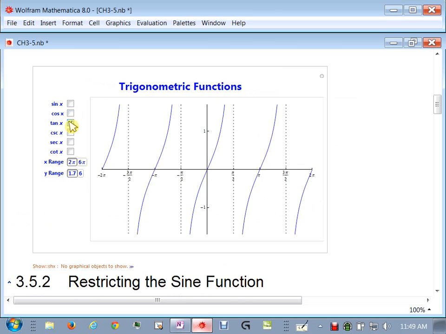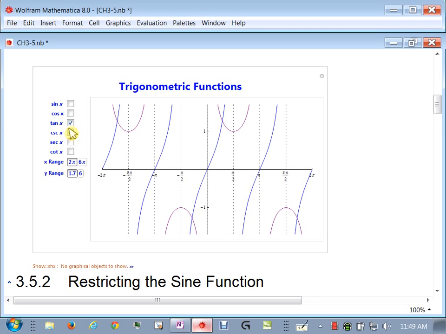How about tangent? There's your tangent function. It's periodic also. Does it pass the vertical line test? Yes, it's a function. Horizontal? If I draw a horizontal line, it hits here, hits there, hits there, hits there. So that shouldn't have an inverse either.